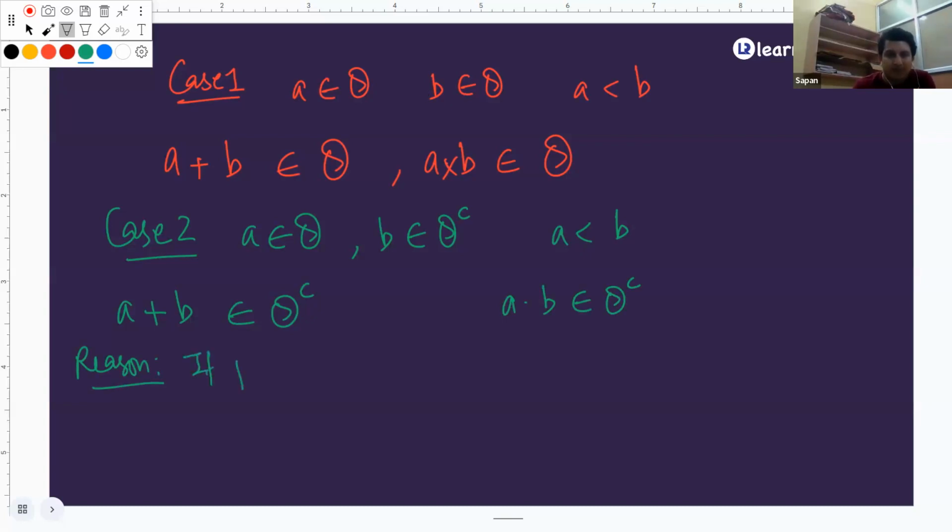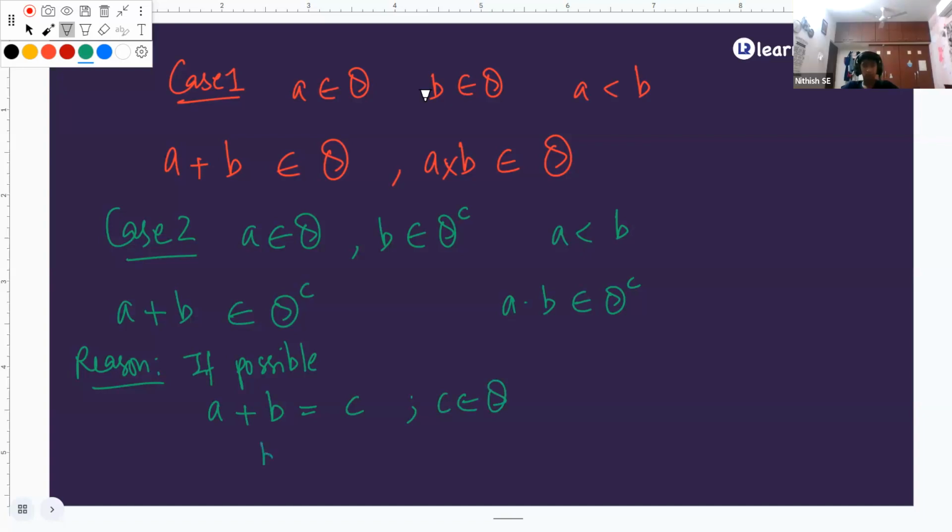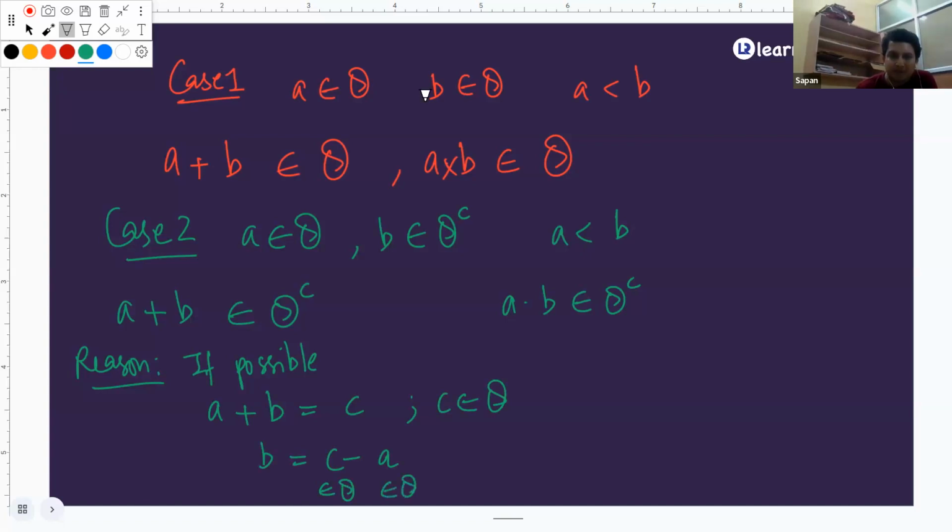Say either it will be rational or irrational. If possible, let's say A plus B is a rational number, C in Q. Can I write B as C minus A? Where C is in Q, and A is also in Q by assumption. So B will also be in Q. It means that C minus A, which is B, is also in Q, but we did not start with that.